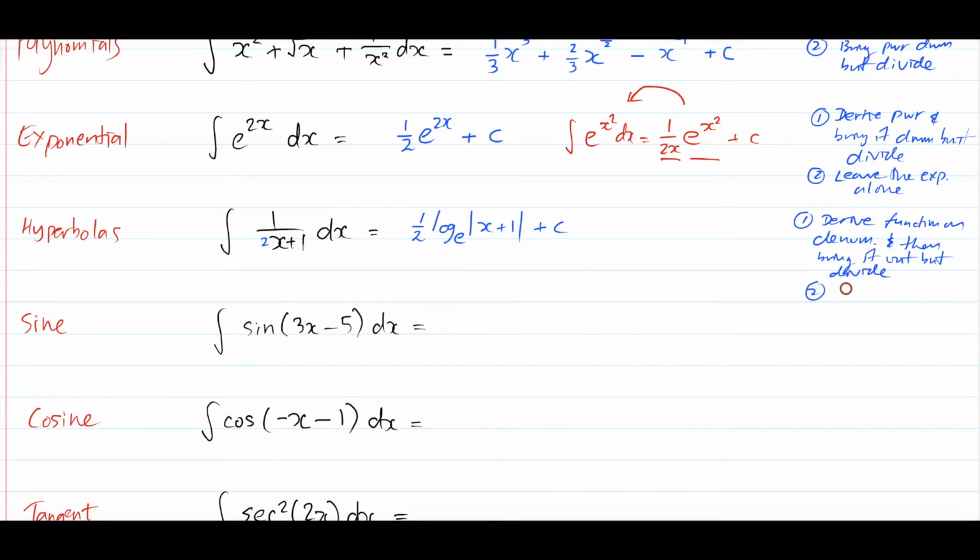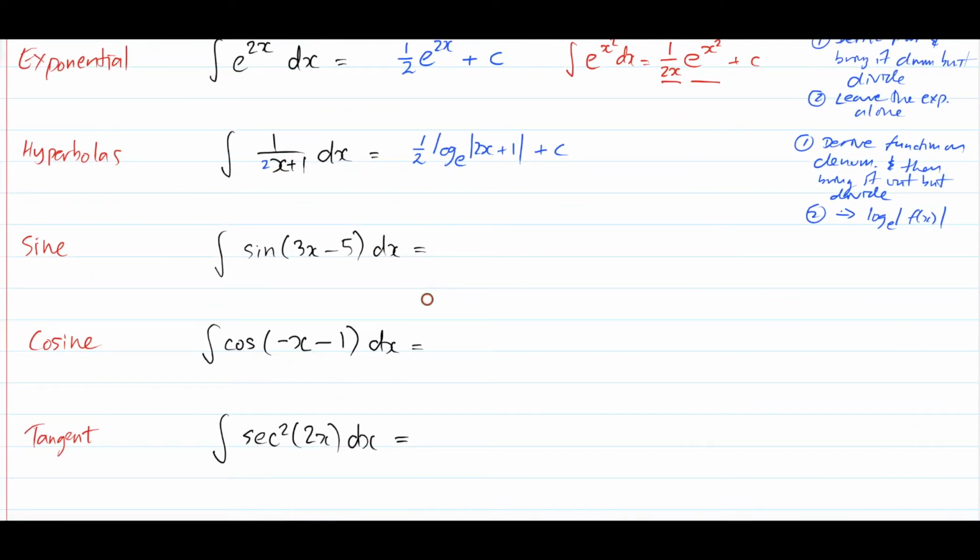And then step number 2, it just becomes a log. So the function becomes a log e of whatever is on the denominator, okay? So that's pretty much it. You leave that the same. If that's 2x plus 1, then you put a 2x plus 1 over here. If it's an x plus 1, you put an x plus 1. And then just make sure to derive the inside function, the denominator, and then bring it out, right? So that's hyperbolas. Should be quick and short.